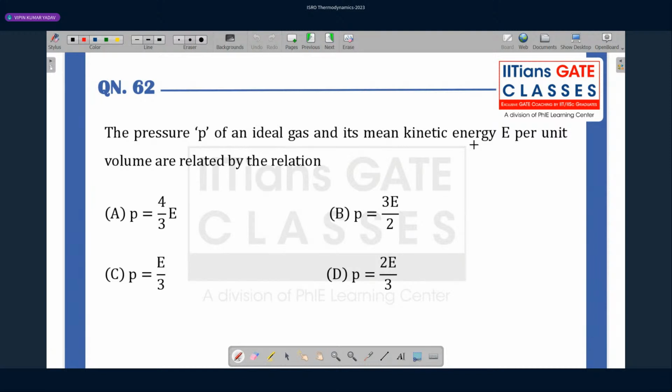So basically, I hope that you all have heard about kinetic theory of gases, and you can say that kinetic energy is equal to 3 by 2 RT. I hope that you all have heard this formula. You all have seen this formula.